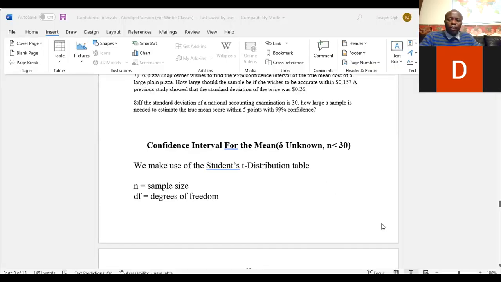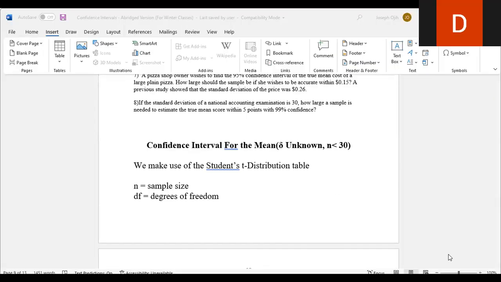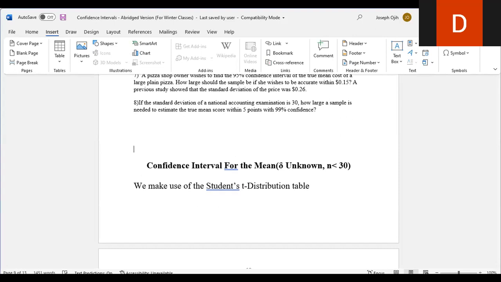All right, let us finish this. This is where we are. Now, before we left, we worked on the confidence interval for the mean for large samples. Now we're gonna do the same for small samples.